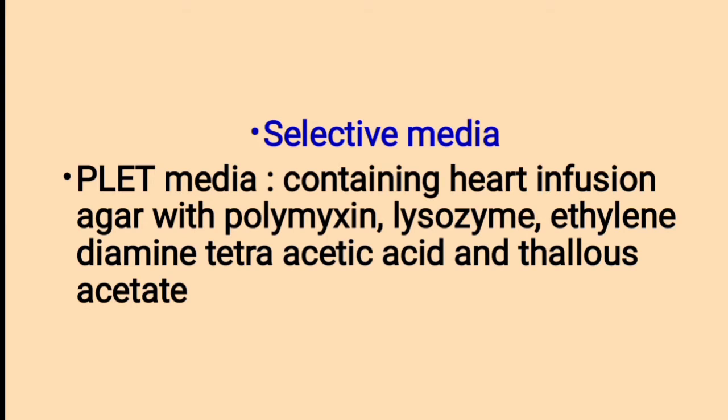Then selective media. What are the selective media used for the identification of Bacillus anthracis? One of the selective media is PLET media. PLET media contains heart infusion agar with polymyxin, lysozyme, ethylenediamine tetraacetic acid, and thallous acetate. This is the expansion of PLET, that means polymyxin, lysozyme, ethylenediamine tetraacetic acid, and thallous acetate.